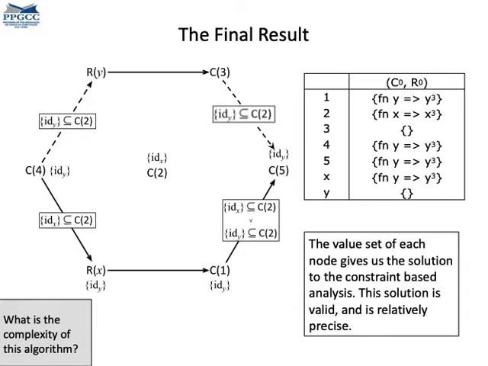We see that, for instance, fn of y is y can be bound to variable x. By the way, can you think about the complexity of this algorithm? Try to figure it out. You can even stop the video before I tell you the answer.